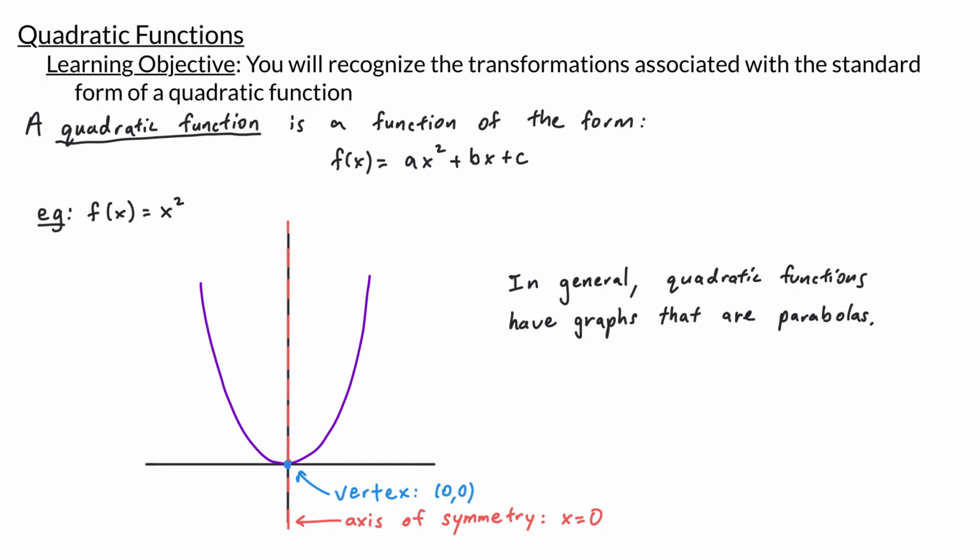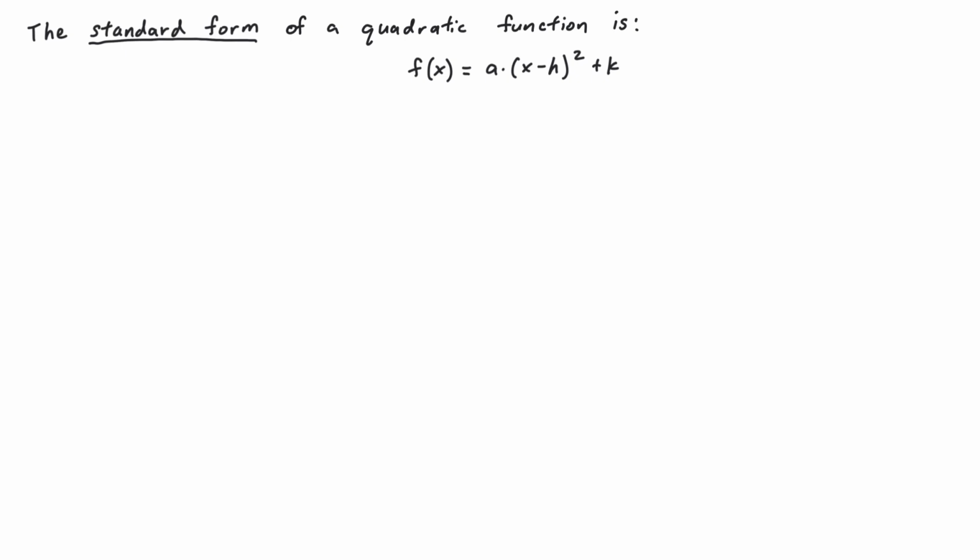Now, if we want to graph a quadratic function easily, we usually don't want to work with our function in the form ax squared plus bx plus c. Instead, we have something called the standard form of a quadratic function. The standard form for a quadratic function is f of x equals a times x minus h squared plus k. So it turns out that any quadratic function can be rewritten in this way, and we'll talk about how to do that in our next video. For now though, let's talk about why we might want to write our quadratic function in this way.